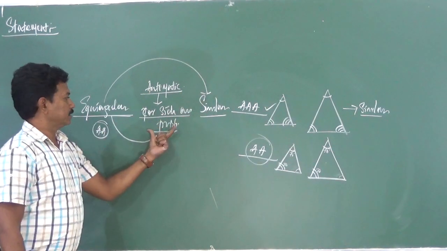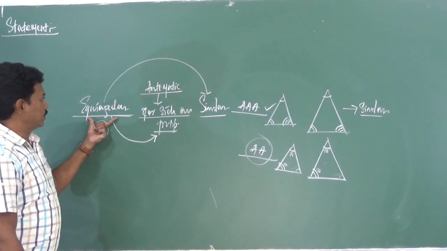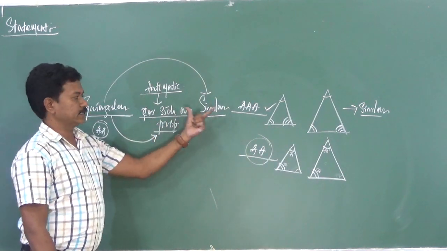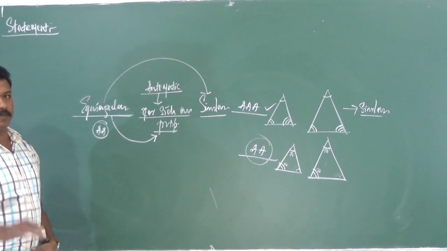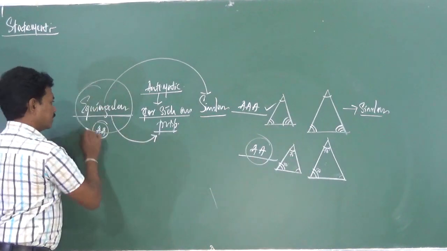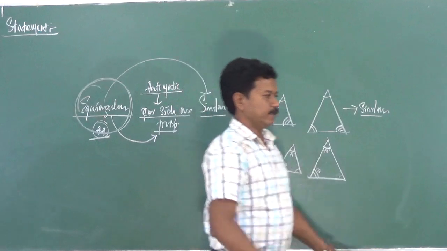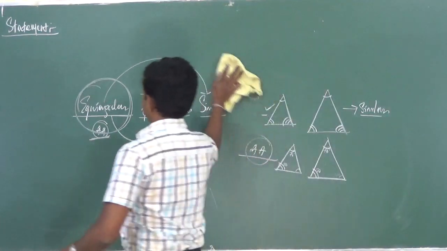Because automatically their corresponding sides will be proportional. If two triangles are equiangular, then their corresponding sides are proportional. Hence, the triangles are similar. All is the same. Right? I hope you got the point. So, in order to take that they are equiangular, we use the AA criterion. Right? So, with this knowledge, we will enter into the theorem.